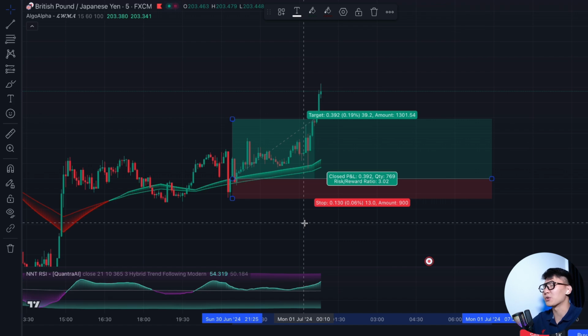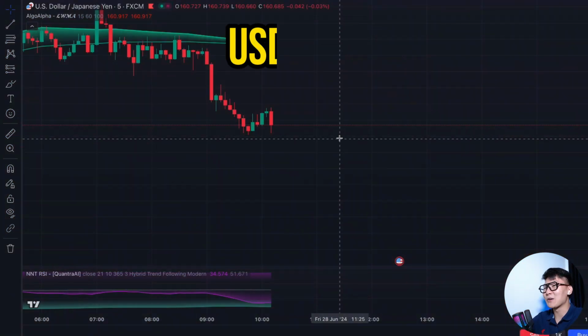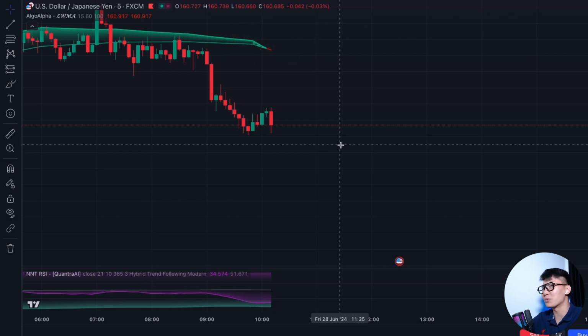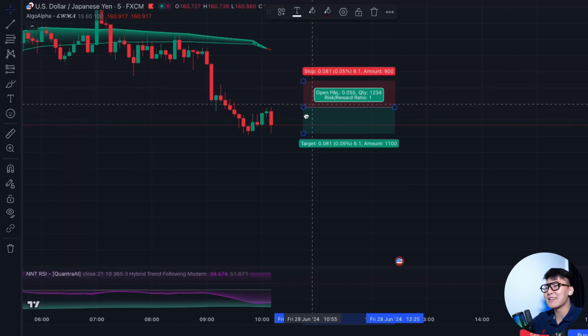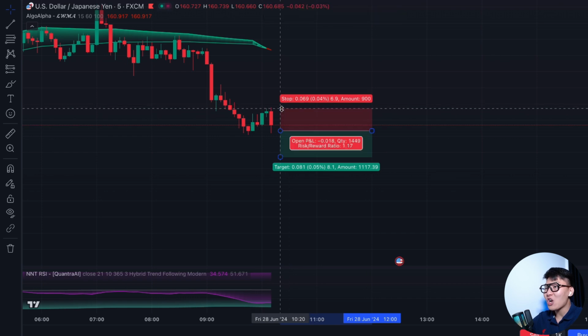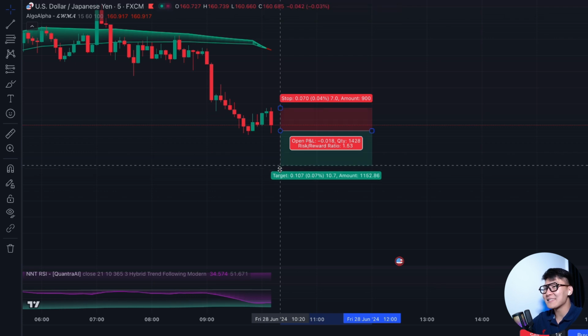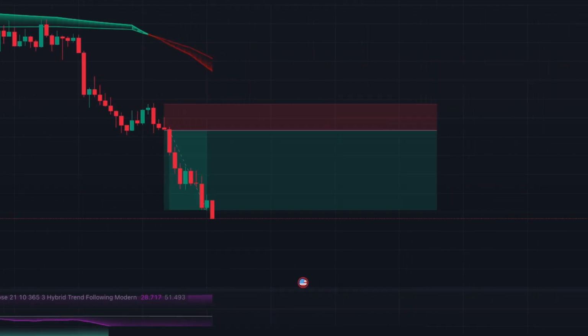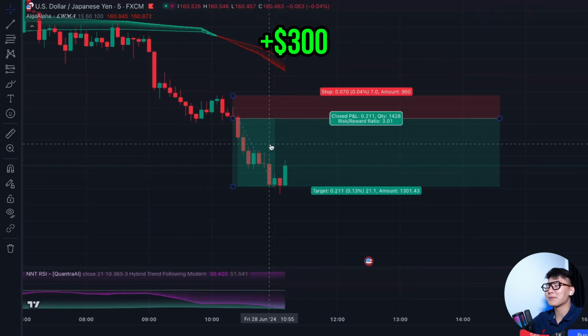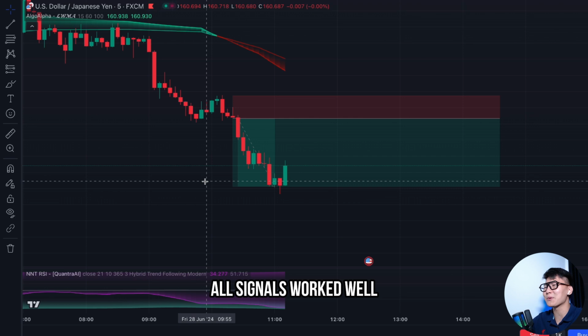Let's find one more short position. USD JPY, guys. I've got a signal indicating a trend change from bullish to bearish, and the conditions for a short position are met. I'll set the stop loss at the local maximum and open the position at a 1:3 risk-reward ratio. And let's see how this short position performs. And the trade closed successfully. I earned $300. Overall, today's trades have brought in $1,000. All signals worked well, and I'm very pleased with the result.